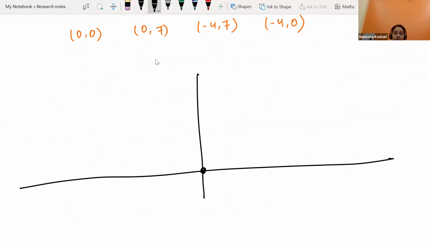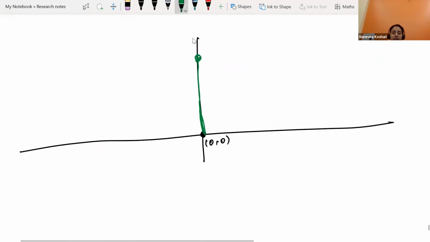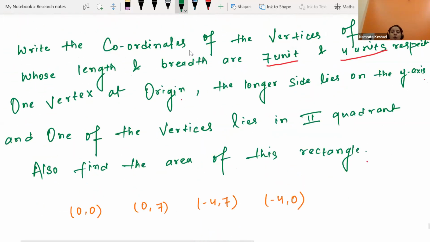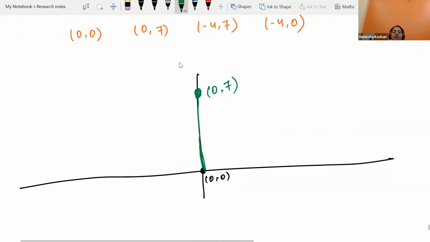One vertex is 0, 0. The longer side is on the y-axis. That means this length will be on the y-axis. And what was the length? 7. So on the y-axis there will be another point, that is x is 0, y is 7. Yes or no? Yes, ma'am. One point is there in the second quadrant. In the second quadrant there is a vertex. And we want to make a rectangle.